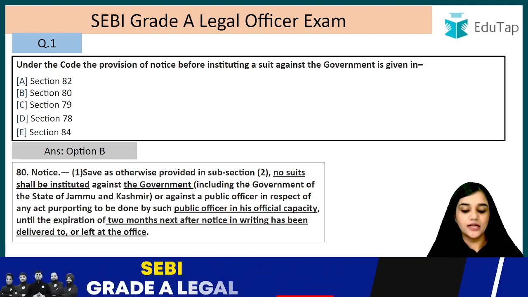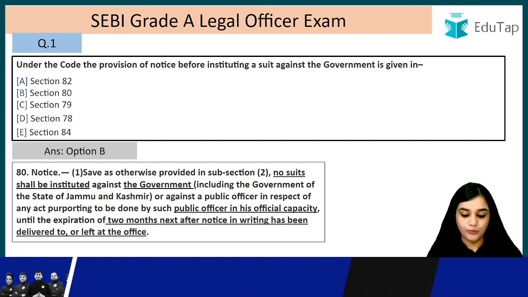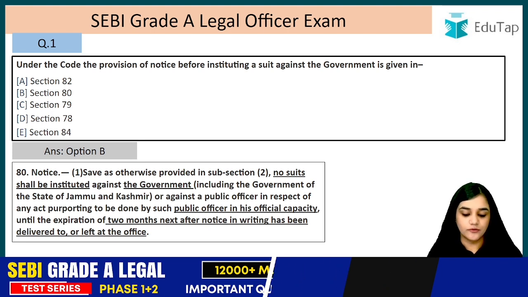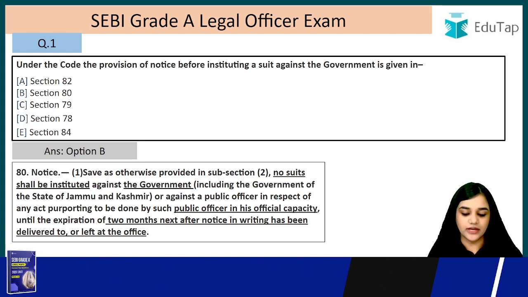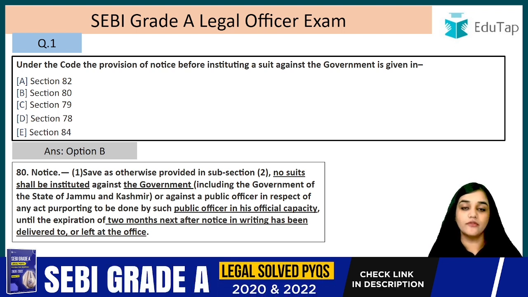Let's read it again. Save as otherwise provided in subsection 2, no suit shall be instituted against the government or against a public officer in respect of any act purporting to be done by such public officer in his official capacity. This section only applies when we are talking about his official capacity, until the expiration of 2 months next after the notice in writing has been delivered to or left at the office. So it has to be a notice of 2 months. I hope this section is clear to you.